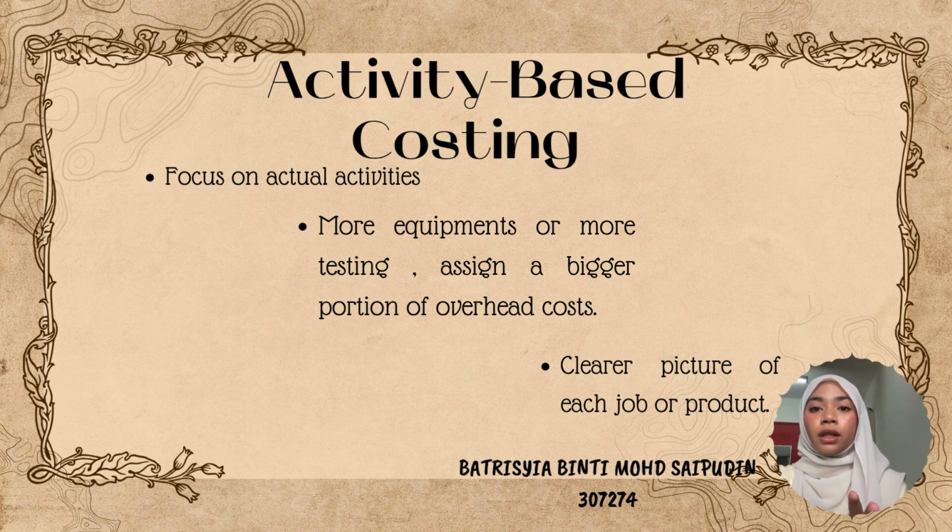ABC does something different. Instead of just using simple averages to spread costs, it focuses on the actual activities that drive those costs. For example, if one product requires more testing, uses more equipment or needs more customer support, ABC assigns a bigger portion of the overhead cost to that product. Meanwhile, products or jobs that use fewer resources get assigned less overhead. By doing this, ABC gives a much clearer and more accurate picture of the true cost of each job or product.